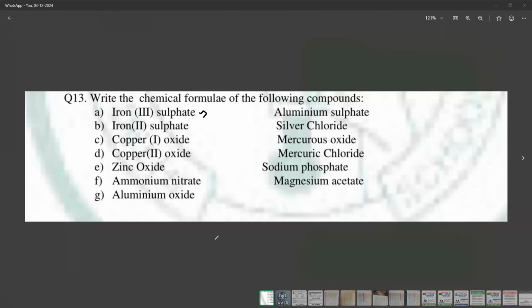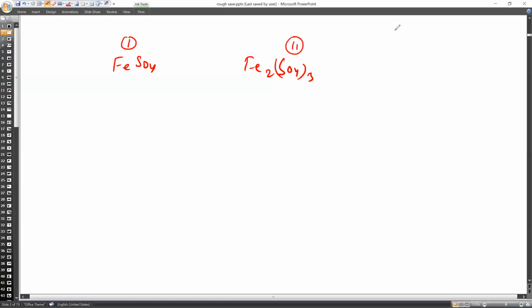So what's the formula for iron sulfate? Iron 3 sulfate. Iron sulfate, tell me. Formula for iron sulfate. Is it FeSO4, or Fe2(SO4)3? Which one do you think is correct? The first one or the second one? Second one. Yes, sir. Okay.